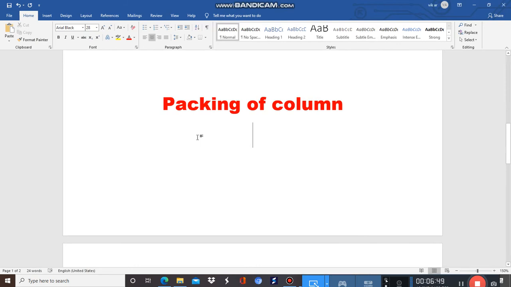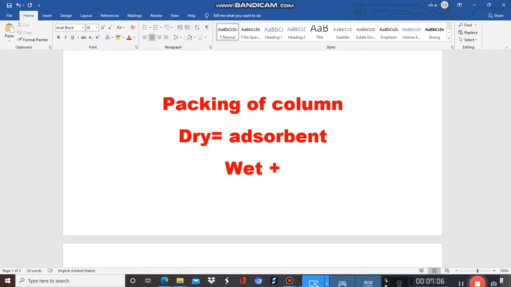Again, packing of the column: first is dry packing and second is wet packing. In dry packing we directly add your adsorbent, that is silica gel G or alumina, etc. In wet packing we take the silica gel G or your adsorbent and mix it with some mobile phase, and then it is packed.